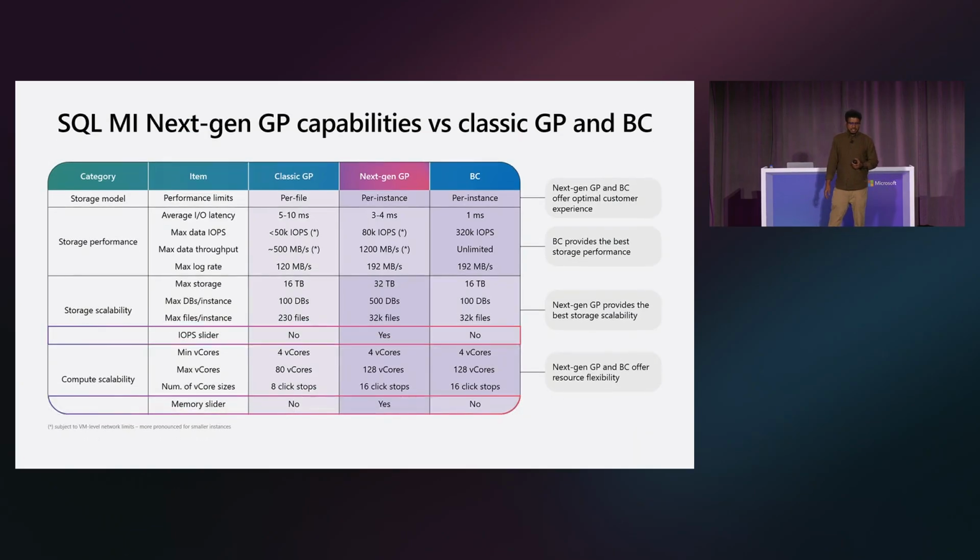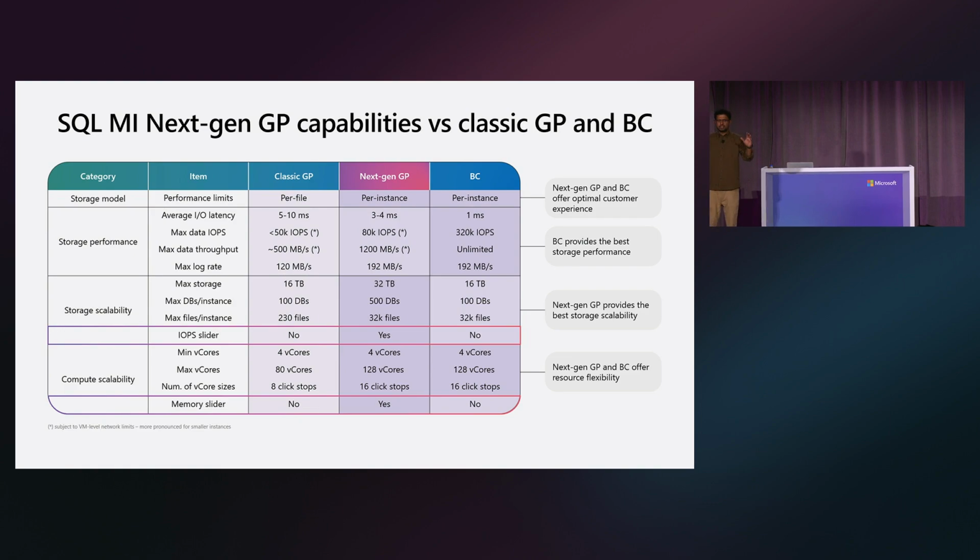Now, let's see how it compares in total, right? If you see, what I did is, there is this classic GP, the same way how we got the demo, I got this here. There is this classic GP, there is this NextGen GP, and the BC. The thing that you need to look at here is the average I/O latency that I said was around 5 to 10 milliseconds prior. Now it is only 3 to 4 milliseconds. The maximum log rate is 192 Mbps. Guess what it is equivalent to? It is equivalent to almost the BC maximum log rate.